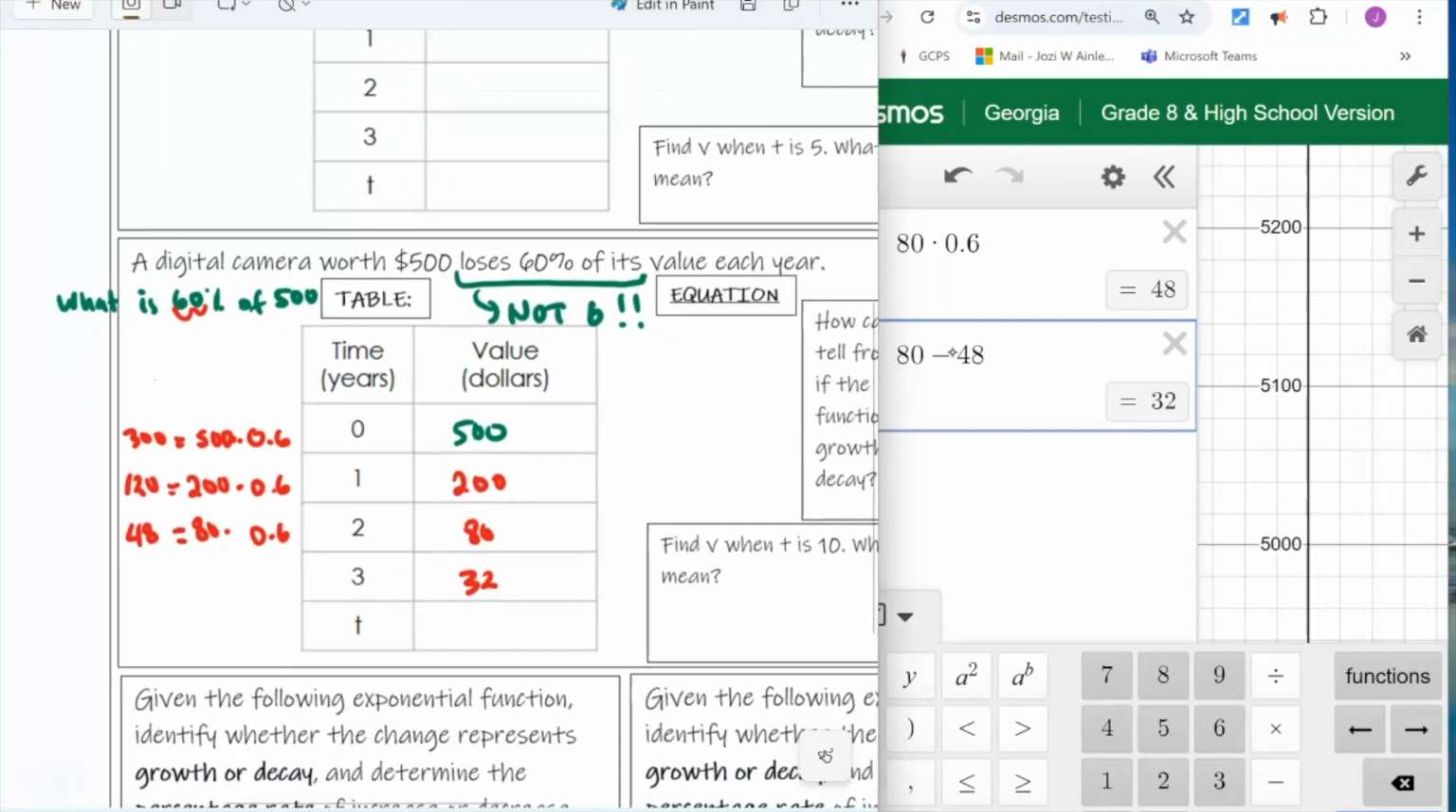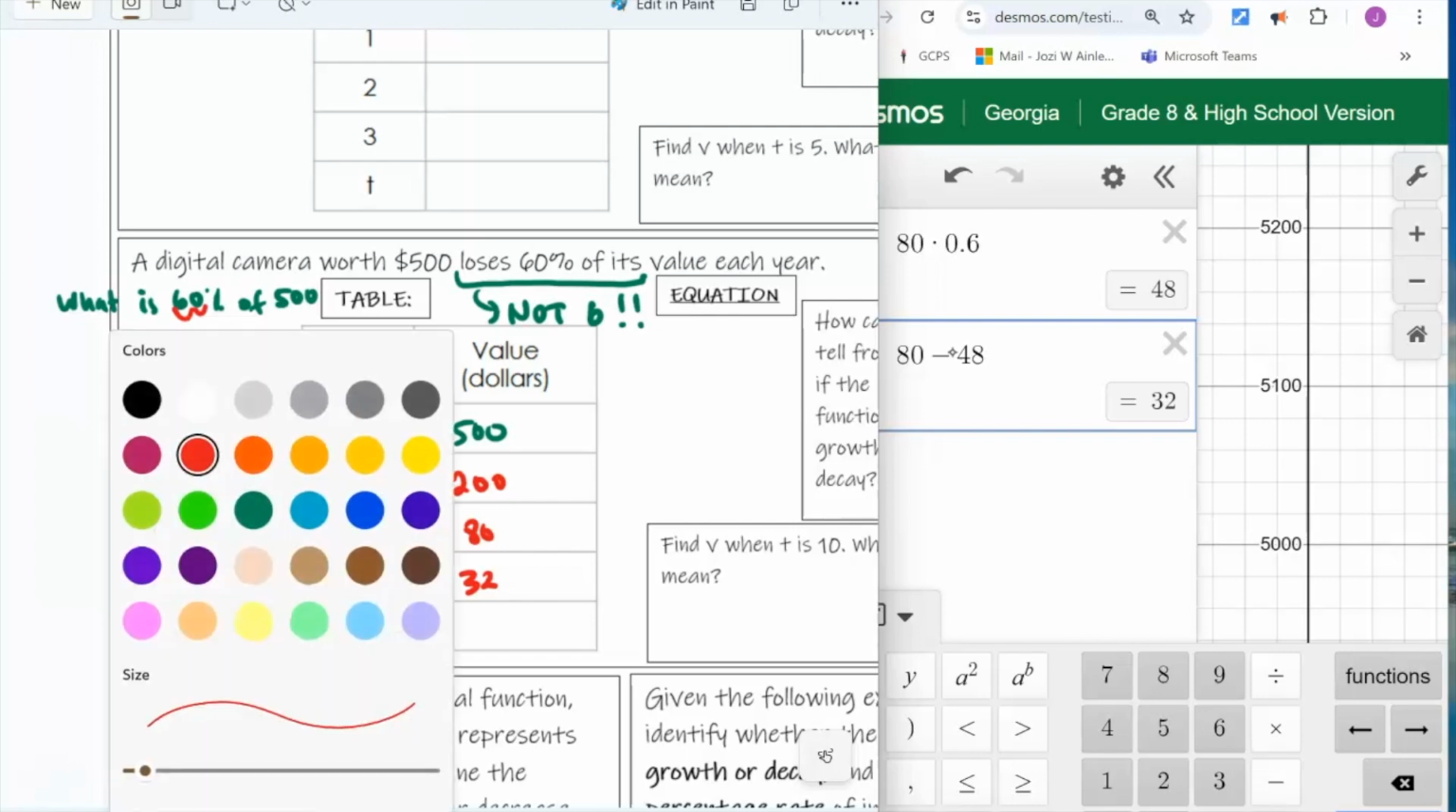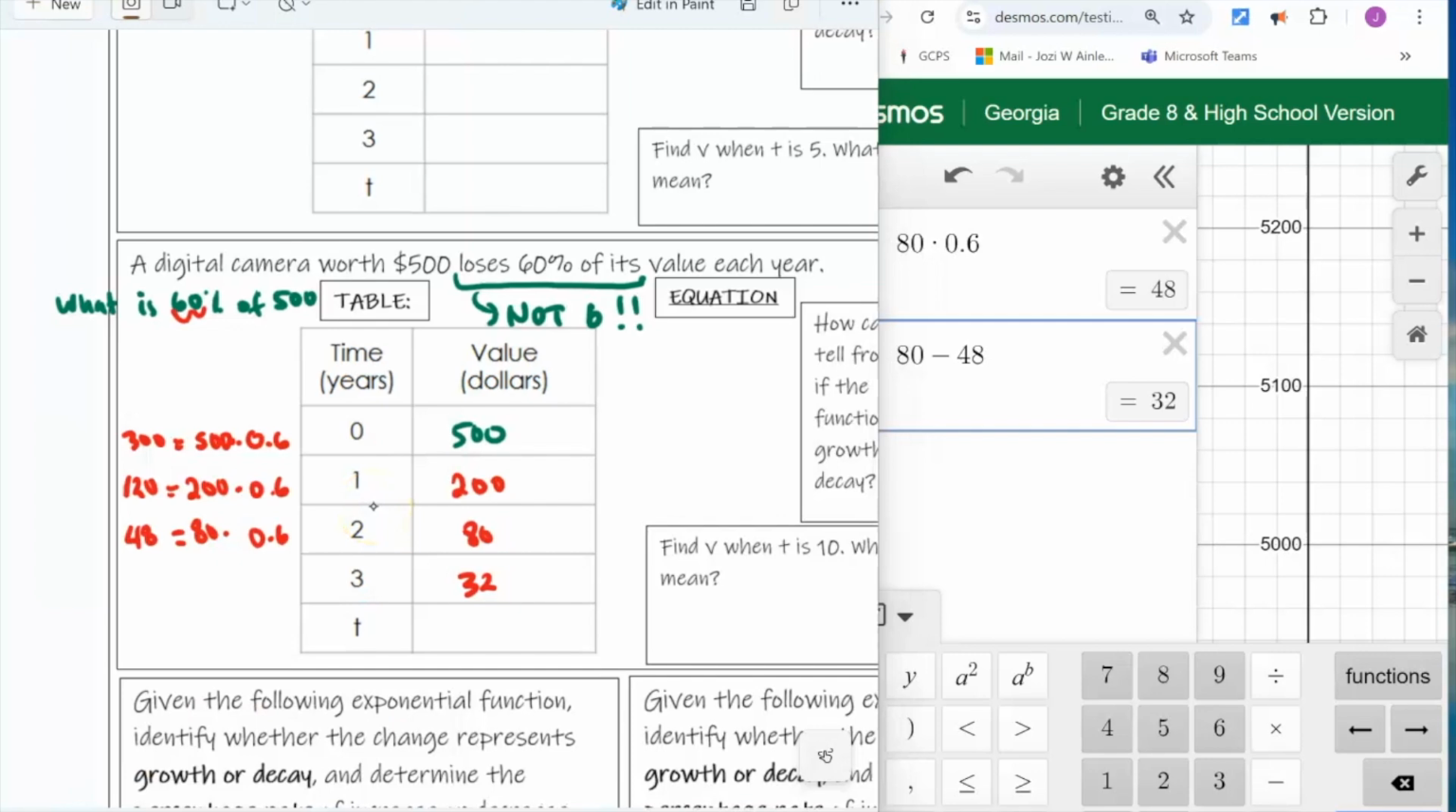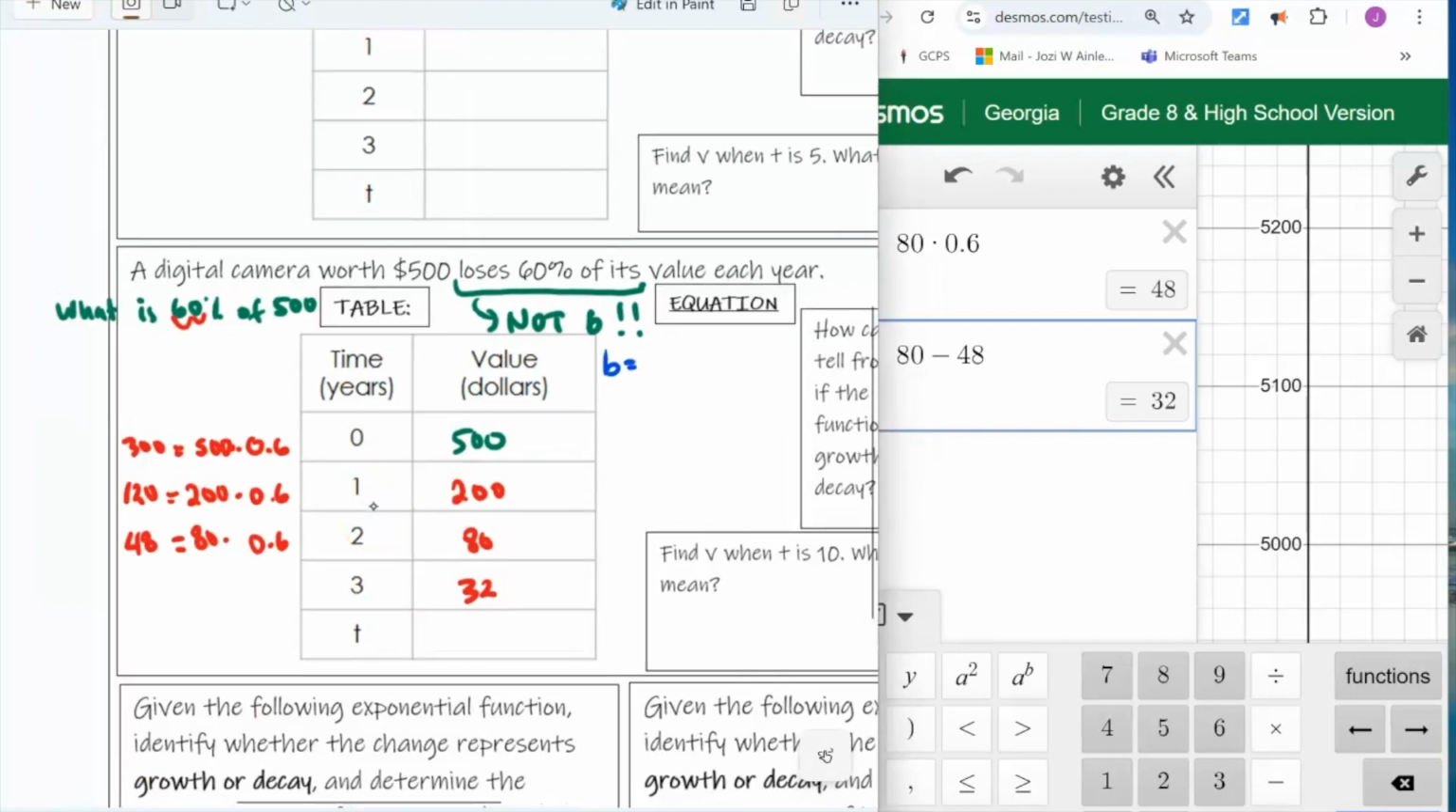Now, remember I said that 60% is not my b, because this is my 60% value. What is my b? So let's look at that. How do I find my b? To find my b, I always take my second y value, and it doesn't matter which one you pick, and divide by the one before it. So just to show you, I'm going to pick this one, 32.